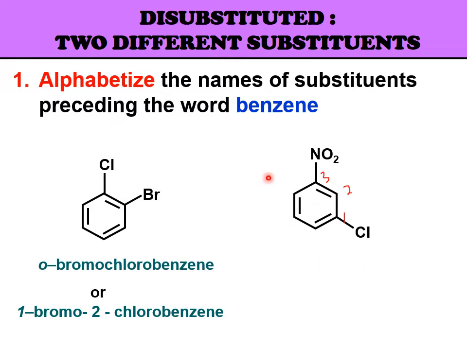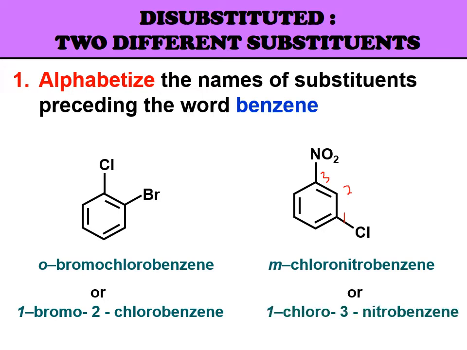And for this structure, we have nitro and also chloro. Which carbon is labeled as carbon 1? Based on alphabetical order, C comes first. So the carbon attached to Cl is labeled as carbon 1. So we have 1, 2, 3, and the positions are 1 and 3. So we can use m-chloronitrobenzene, or if we use numbering, it will be 1-chloro-3-nitrobenzene.